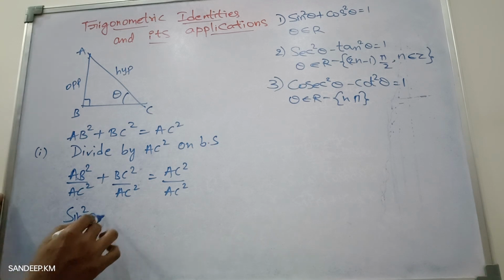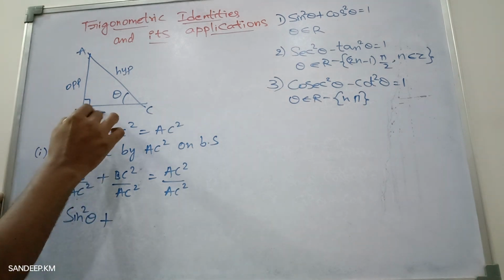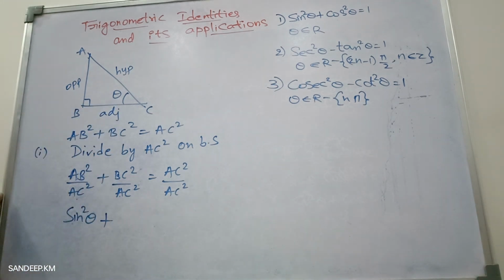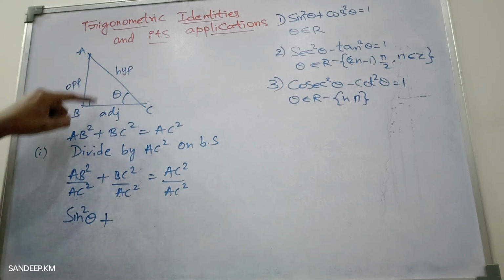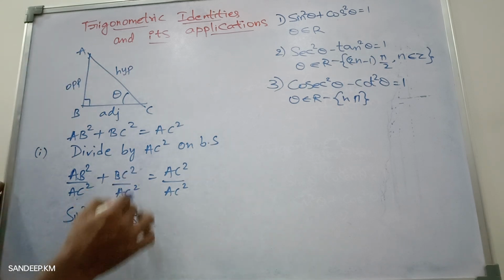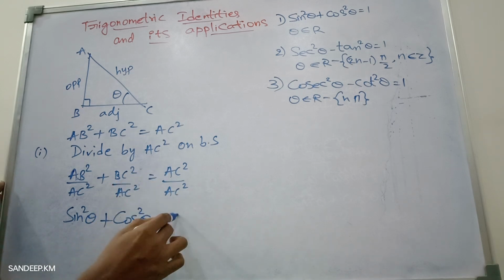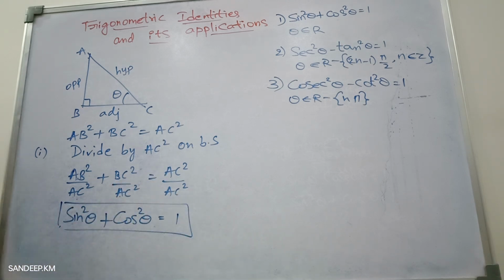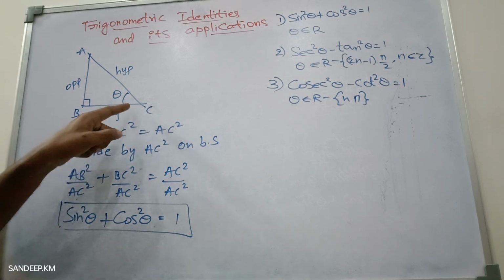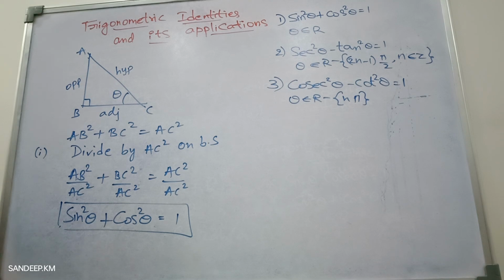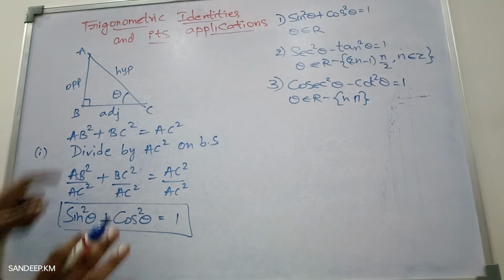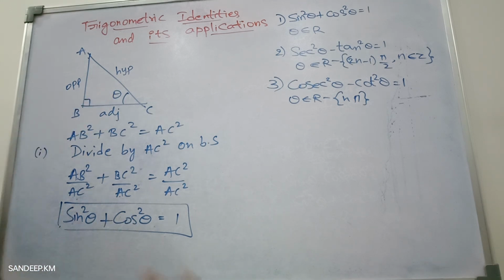So sin square theta plus BC by AC. BC is the adjacent side and AC is the hypotenuse. BC by AC means adjacent by hypotenuse, which is cos theta, with square, and AC square by AC square is 1. So sin square theta plus cos square theta is equal to 1. I have proved it where theta is an acute angle, and then you can generalize it. In this proof, I have taken theta as an acute angle, but you can generalize it using the previous concepts.